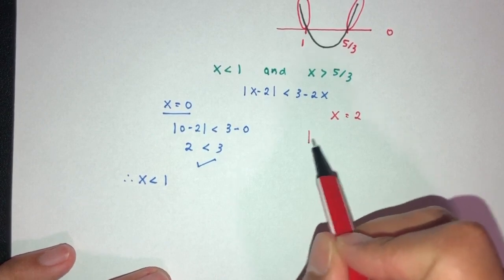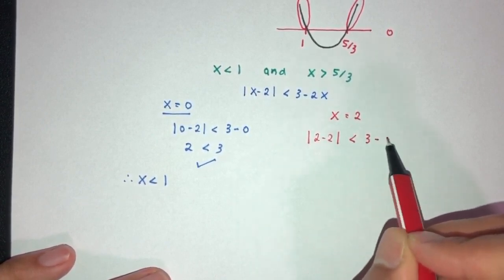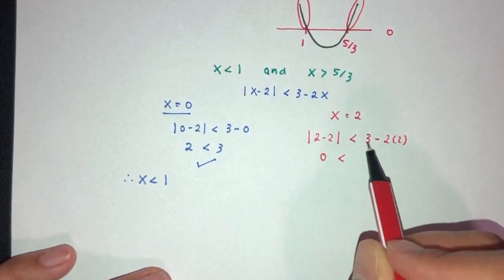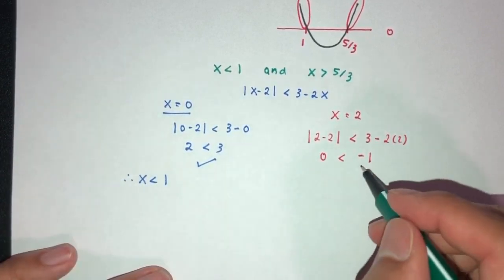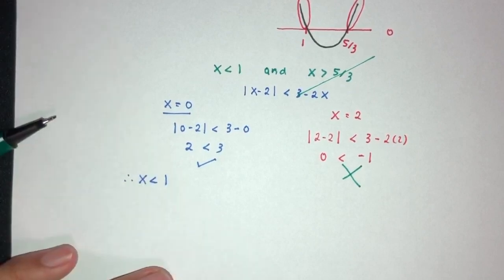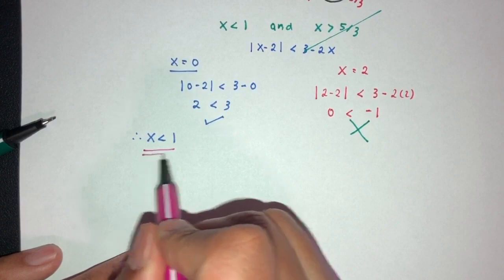Replace, you'll have 2 minus 2 less than 3 minus 2 times 2. This will be 0 less than the value of minus 1. Is that true? Is 0 less than minus 1? Of course not. So this is not a good limit for our question. So you will have only one value or one set of values for x, which is this one.